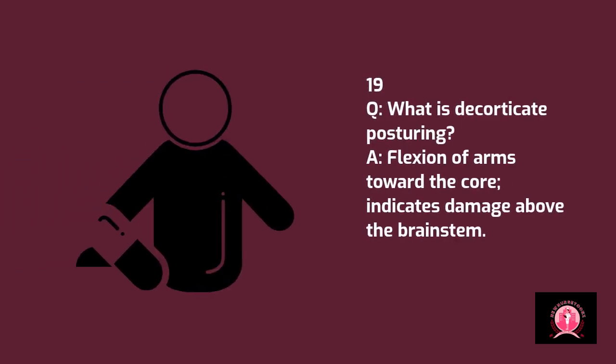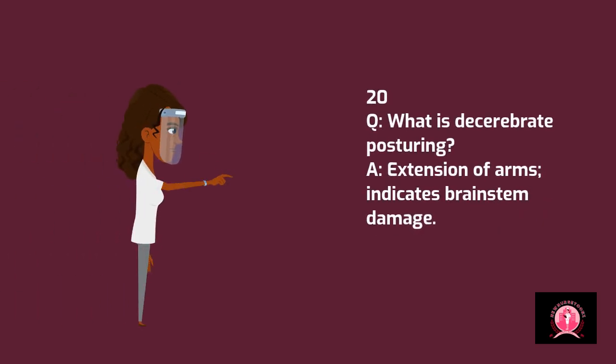19Q. What is decorticate posturing? A. Flexion of arms toward the core, indicates damage above the brainstem. 20Q. What is decerebrate posturing? A. Extension of arms, indicates brainstem damage.